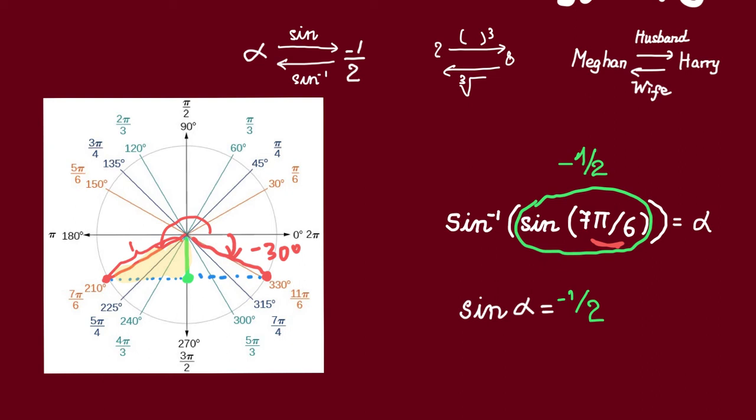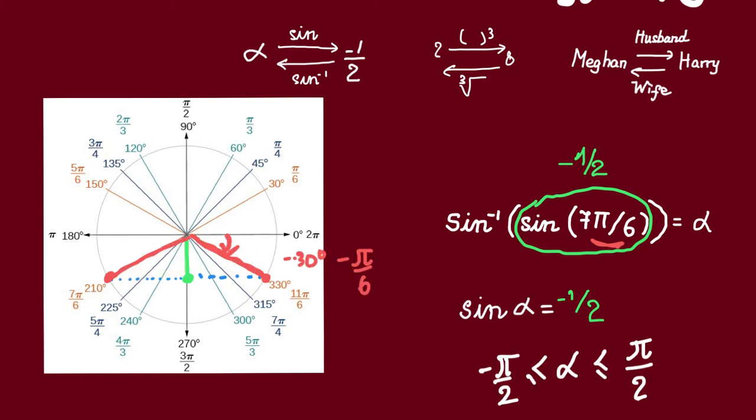And that is why we need to make a convention. We need to decide, if you plug in sine inverse of minus 1/2 in the calculator, which amongst these infinitely many solutions the calculator should give you. And as a community, we have decided that we would only pick the angle alpha that lies between minus pi over 2 and pi over 2, which in this case would correspond to the solution minus pi over 6.